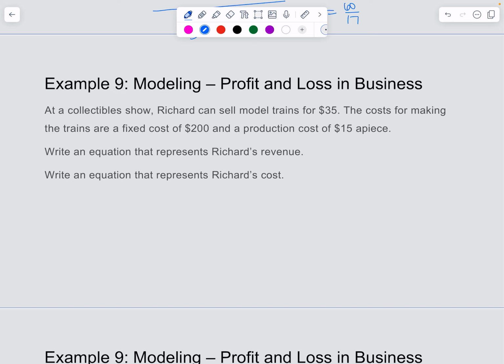I'm going to represent the trains, however many he makes, with X. So his revenue, I'll make R of X. And I'm going to say his revenue will be $35 times however many he makes. His cost will represent with C.